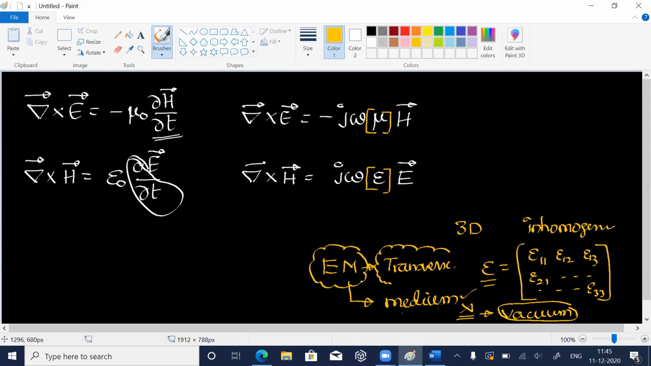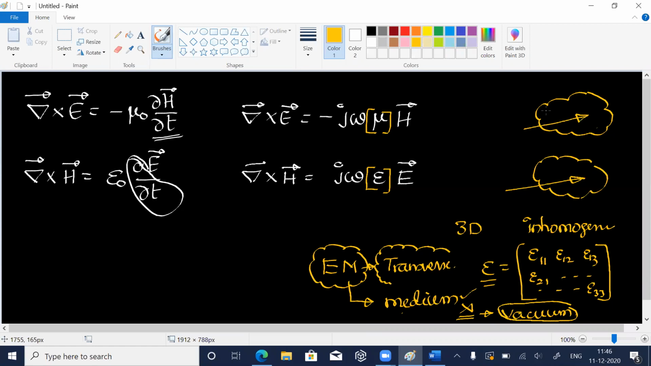EM waves can travel in that. Of course, sound also can travel. You take any other dielectric medium, EM waves can travel in that. Now we take a medium that is devoid of any particles. This medium is absolutely free from all the particles. Nothing is in that. So in vacuum, EM waves can travel happily.